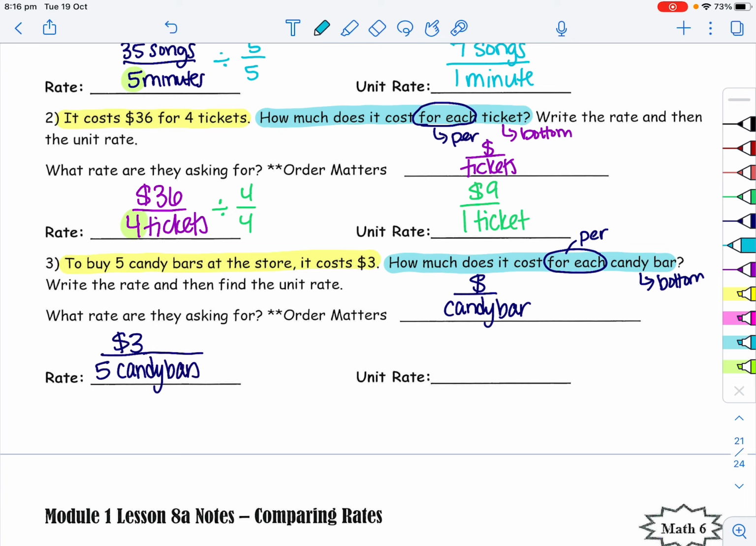And I'm going to divide by 5 on both the top and the bottom. 3 divided by 5 is 0.60. It's 60 cents for 1 candy bar.